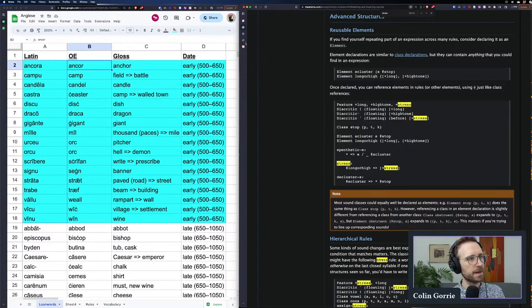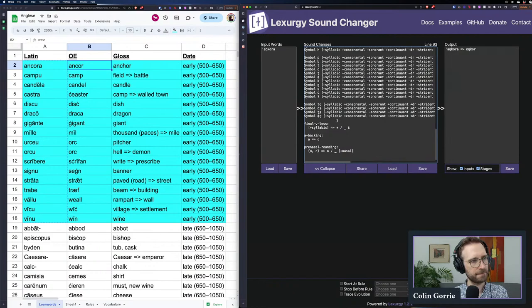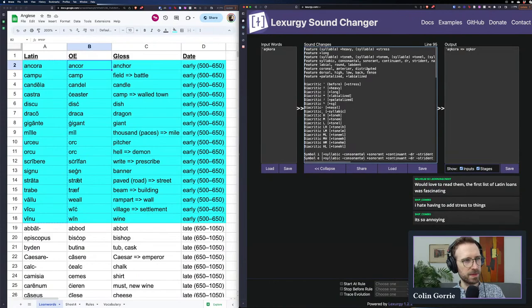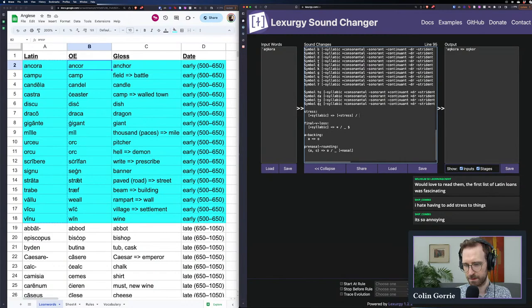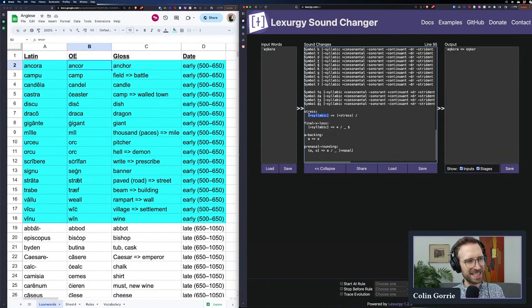So basically what we can do is just say stress, plus syllabic, plus stress. Now how do we define stress? Oh, stress is a syllable feature. So I think what we can do is, yeah, shoot. Adding stress to things is so annoying. Because this is a syllabic feature, I think we can do something like this. I could be wrong. Let's see.